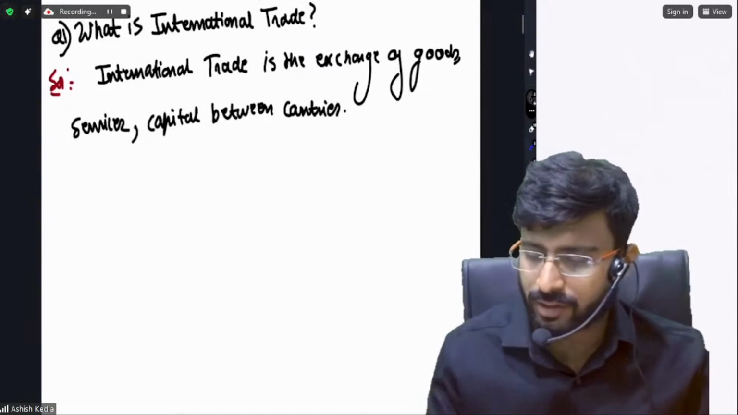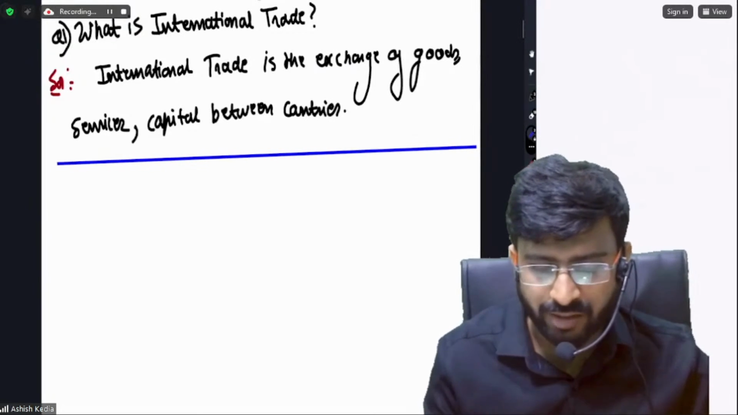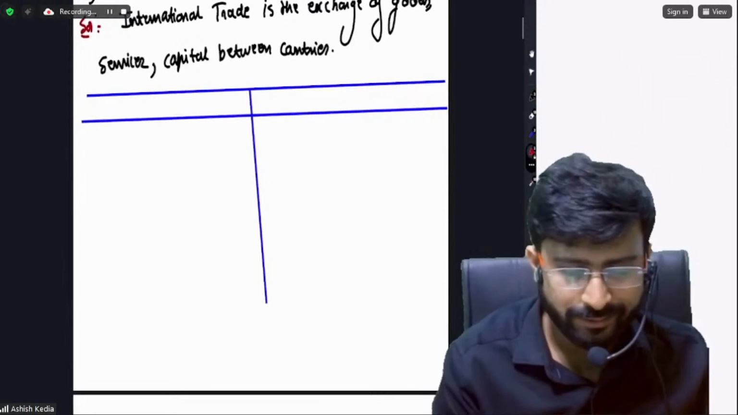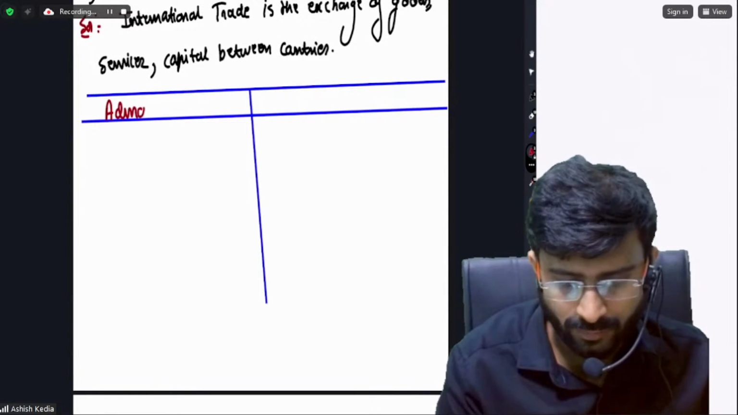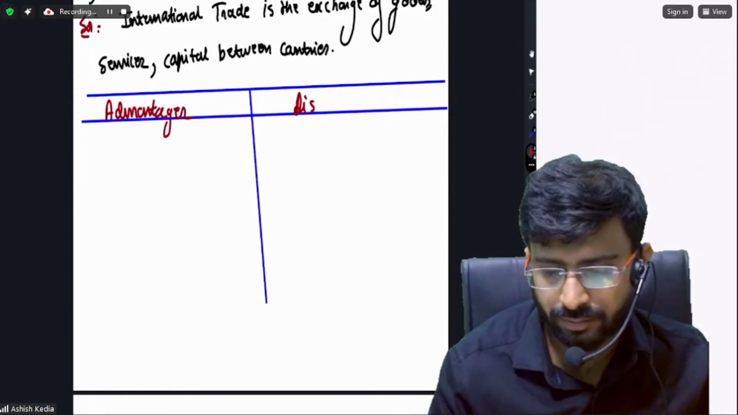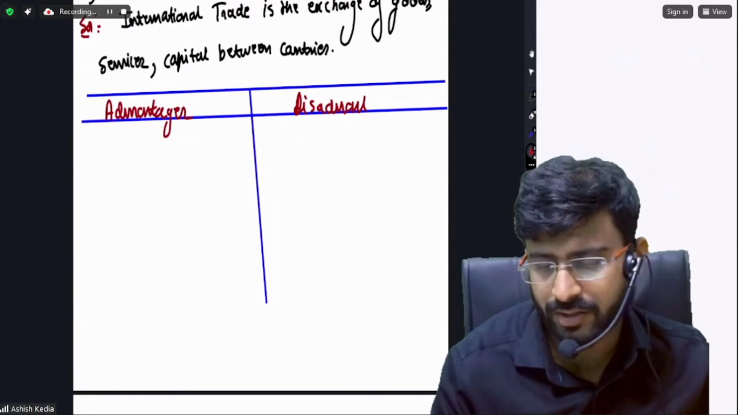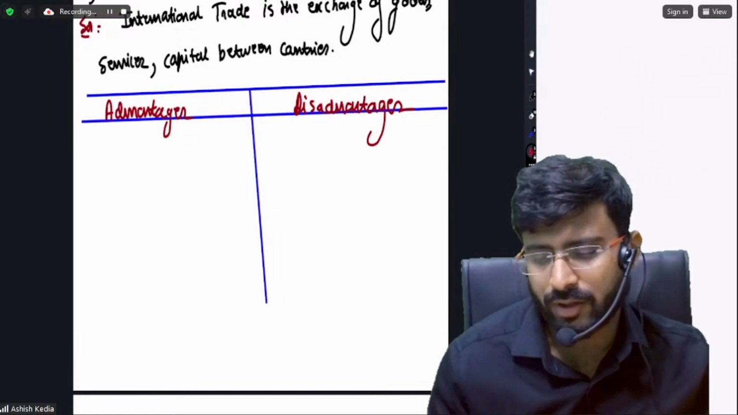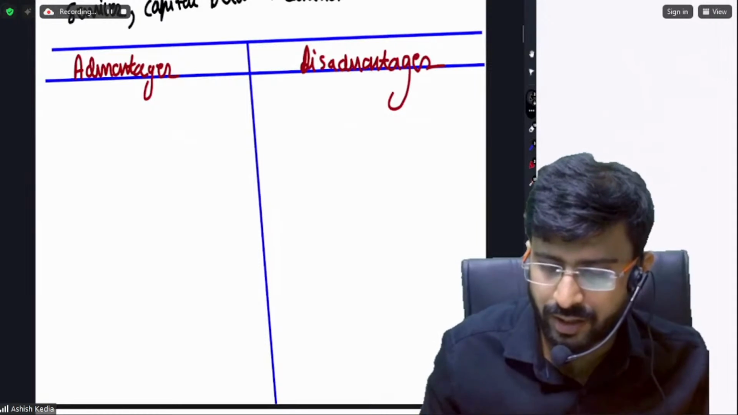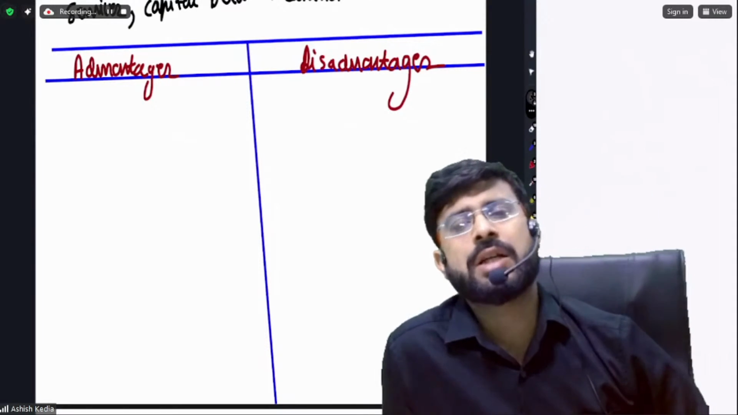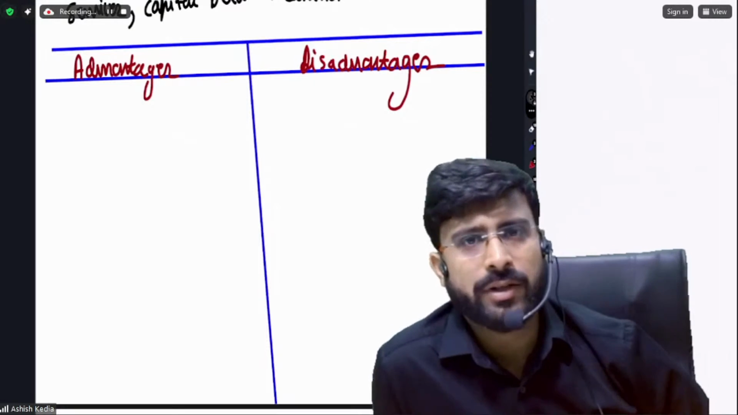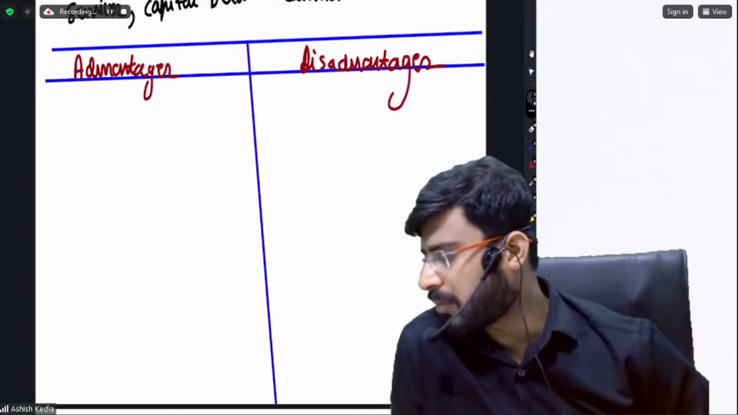Now, friends, international trade has both advantages and disadvantages. Let's talk about each one of them. Advantages of international trade, and then you have disadvantages of international trade. Let's talk about them, friends.